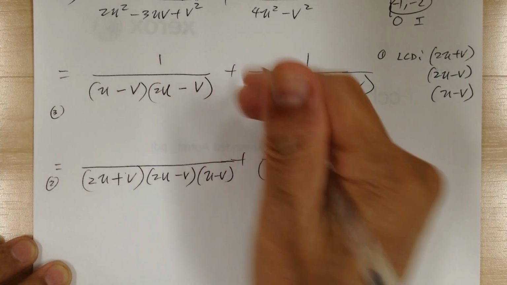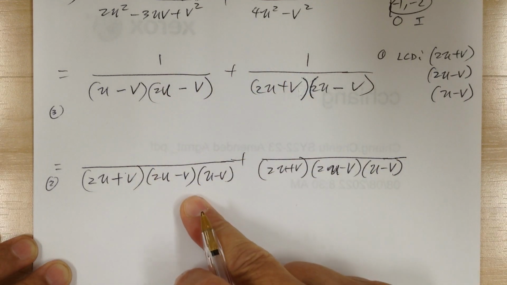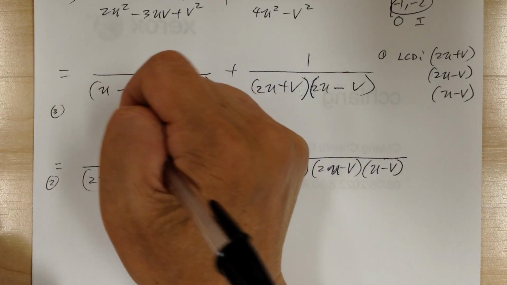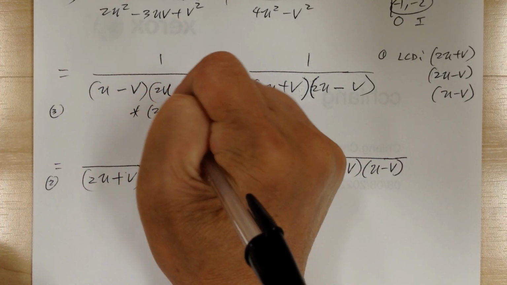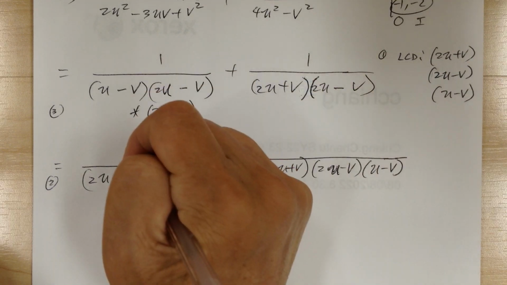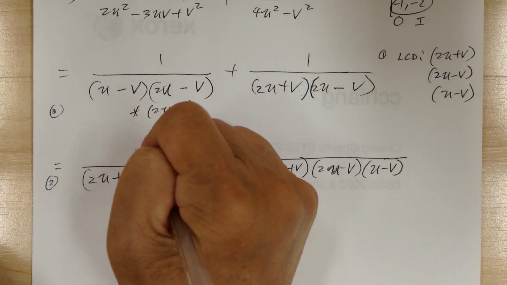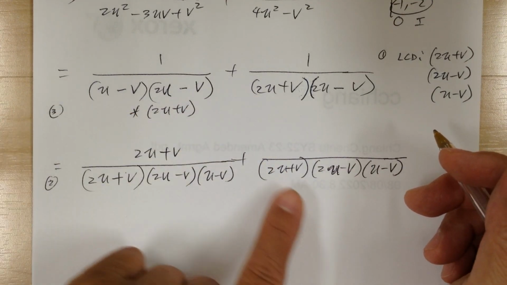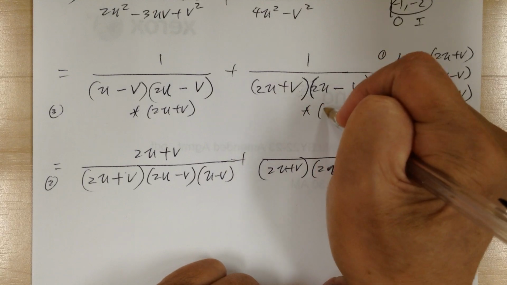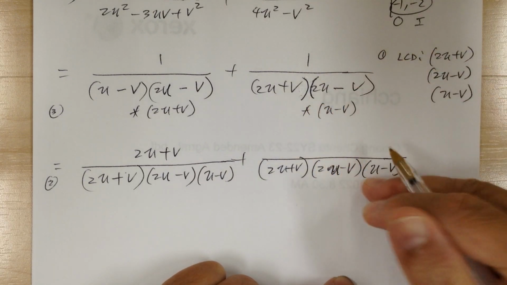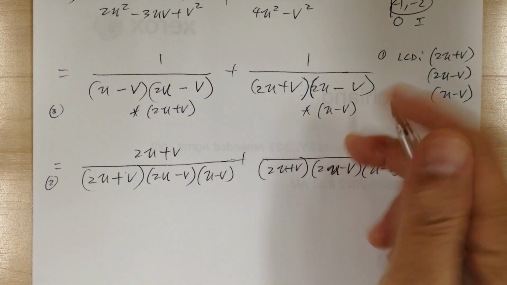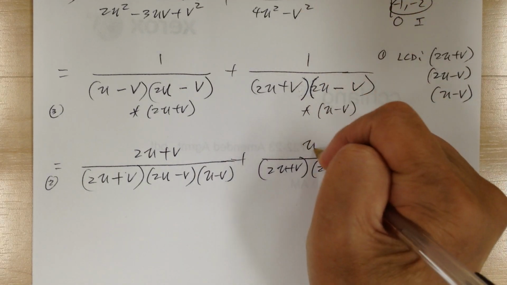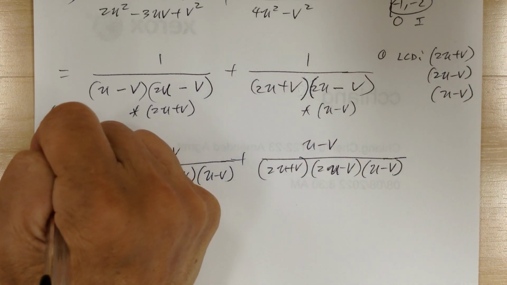So step 3, figure out what's missing. From here to here, what are you missing? You're missing the 2u plus v. So 1 times that, the top, when you multiply, you get 2u plus v. This one, you're missing the u minus v. So to get from here to here, you need to multiply by u minus v. The bottom, you multiply, you get that. The top, multiply, you get u minus v. Okay, so that's your step 4.